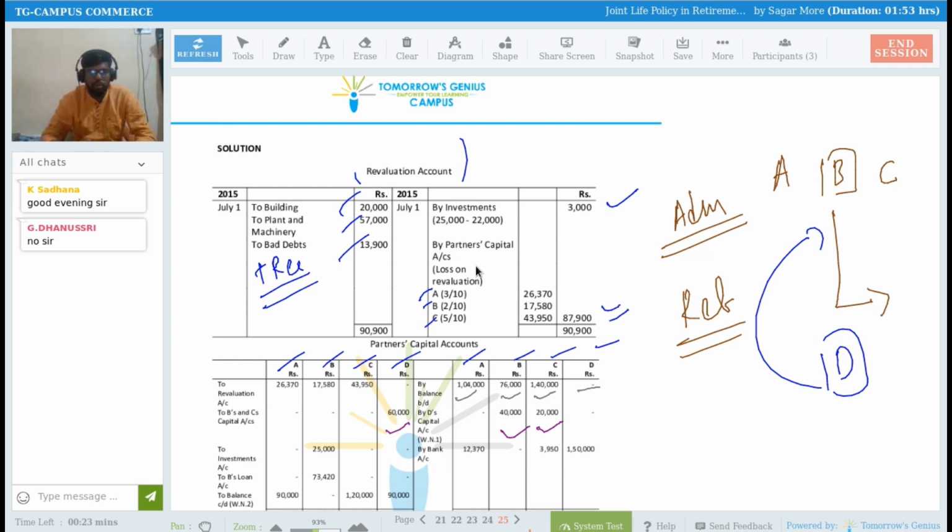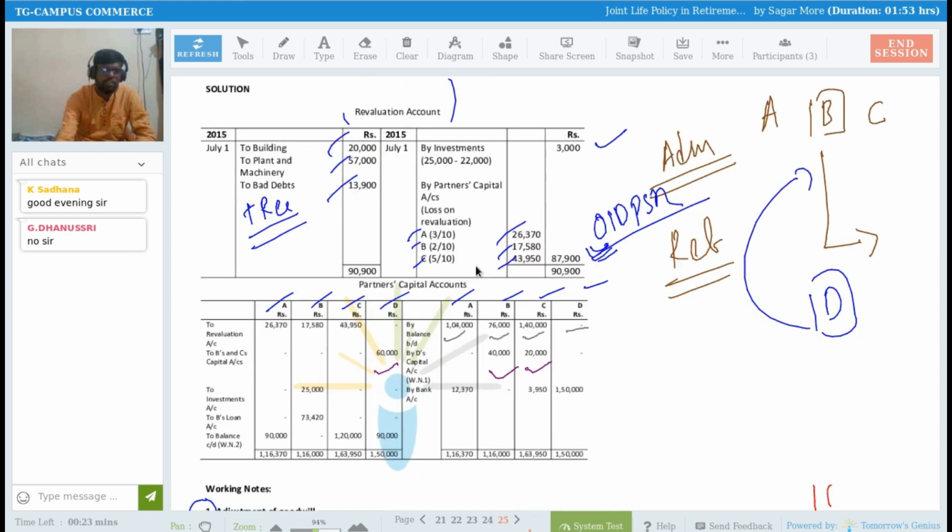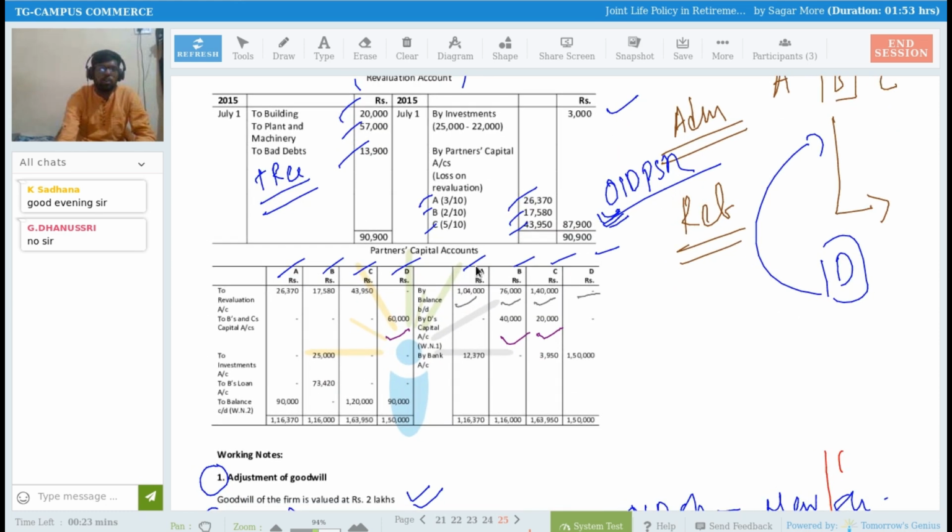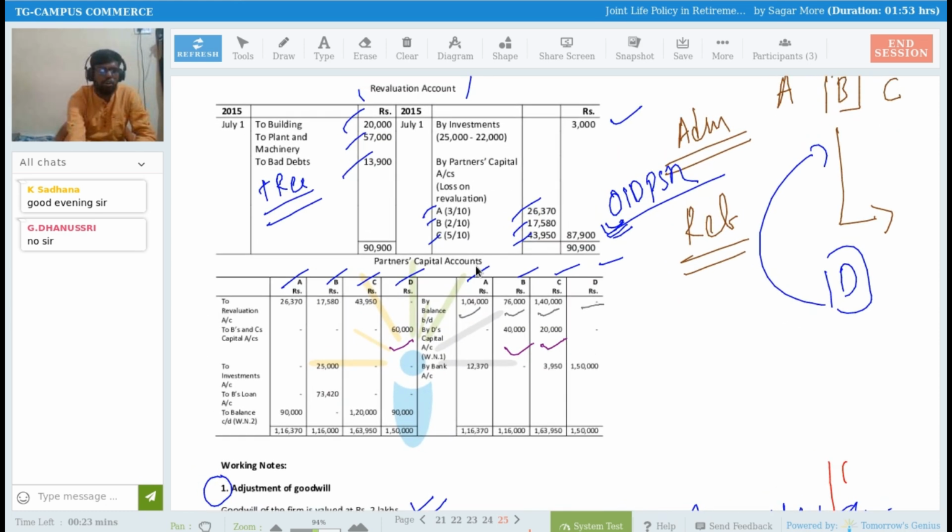B was there. We are preparing a revaluation account before retirement, right? So we have to simply transfer 87,900 as per their old profit sharing ratio, right? So answer comes this. So it is on the credit of revaluation account. You will be recording the same on the debit side of partners' capital account. See here.